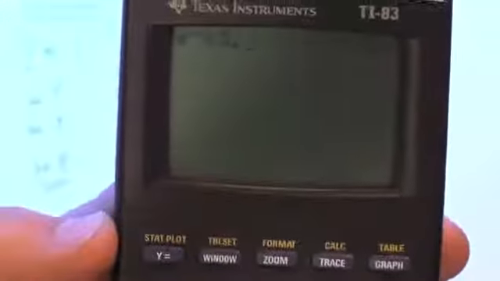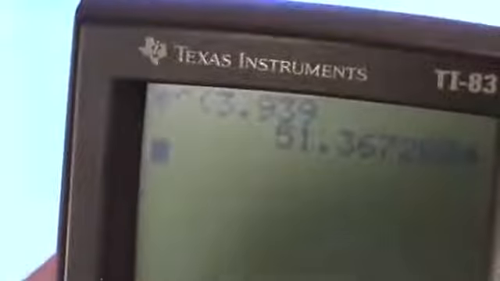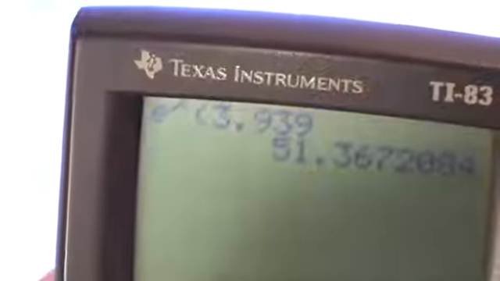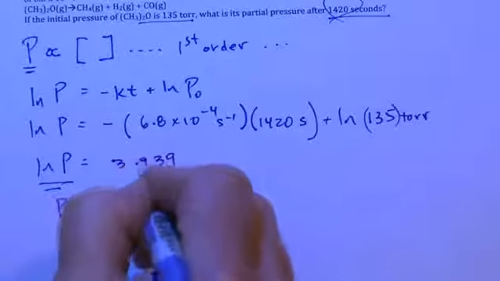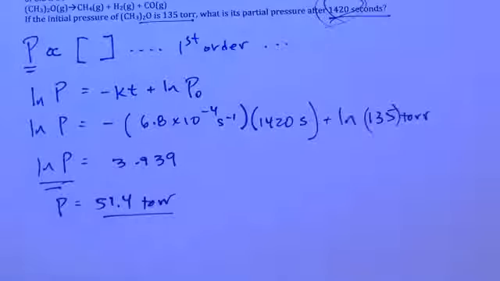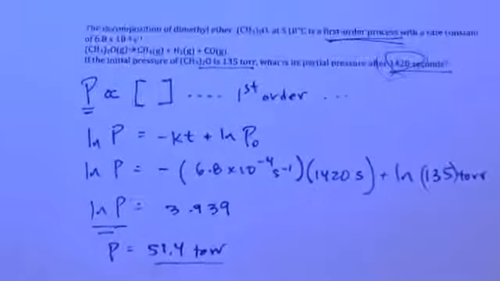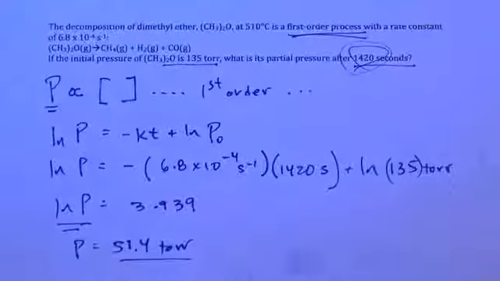And then I'll type in the number 3.939, and then I'll hit enter, and I get 51.4 approximately if I round. So the pressure is 51.4 torr, that would be the partial pressure after 1420 seconds. So that's solving the integrated rate law equation for a first order process.